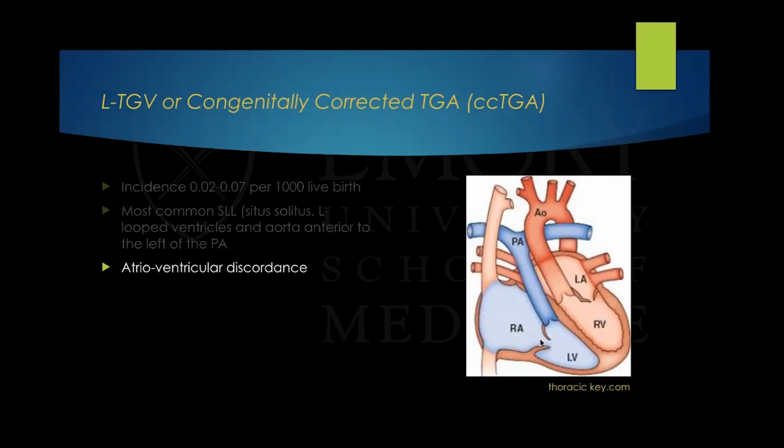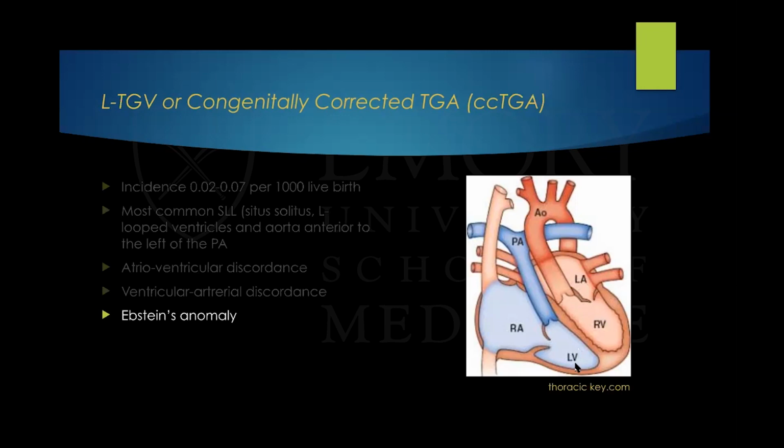There is atrioventricular discordance, meaning that the right atrium is now connected with a left ventricle, and the left ventricle is connected to the PA. The left atrium is discordant with the right ventricle, and the right ventricle is discordant with the aorta. That's a ventricular arterial discordance. So we have the two discordances, so two wrongs make a right. These patients don't require any kind of surgery at birth, because the blue blood coming from the SVC and the IVC goes into the right atrium, into the left ventricle, out to the pulmonary arteries.